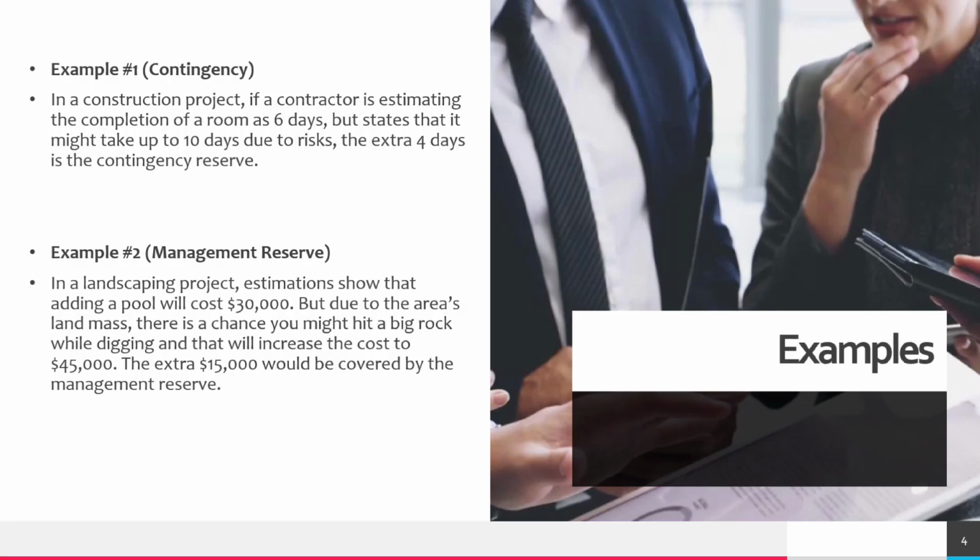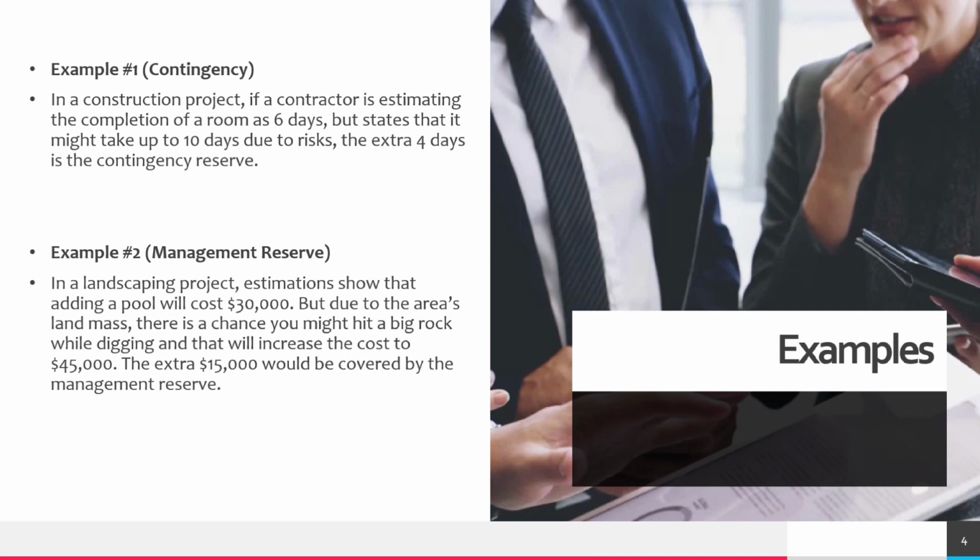Here we have two examples to help us better understand. Example one, in a construction project, if a contractor is estimating the completion of a room at 6 days, but states that it may take up to 10 days due to risks, the extra 4 days is the contingency reserve. Example two, in a landscaping project, estimations show that adding a pool will cost $30,000. But due to the area's landmass, there is a chance you might hit a big rock while digging, and that will increase the cost to $45,000. The extra $15,000 would be covered by management reserve.